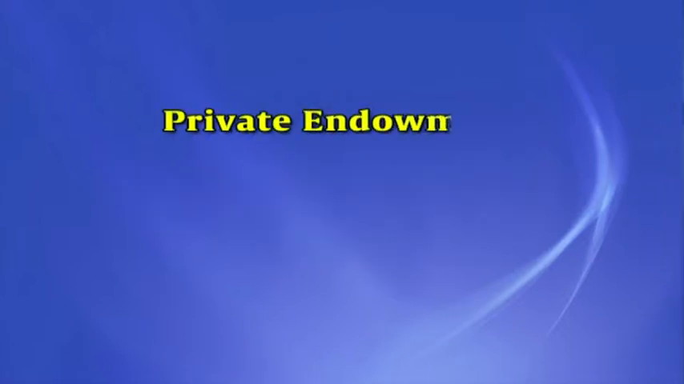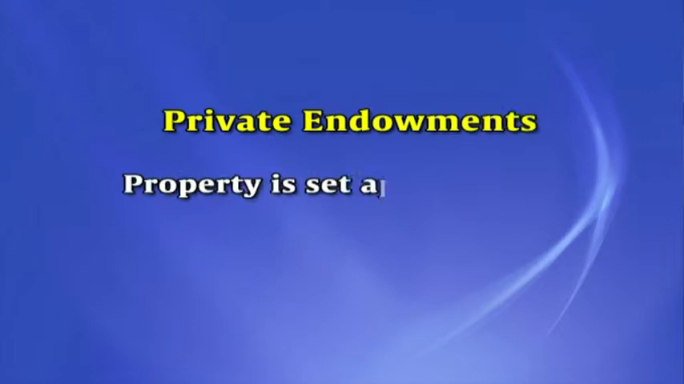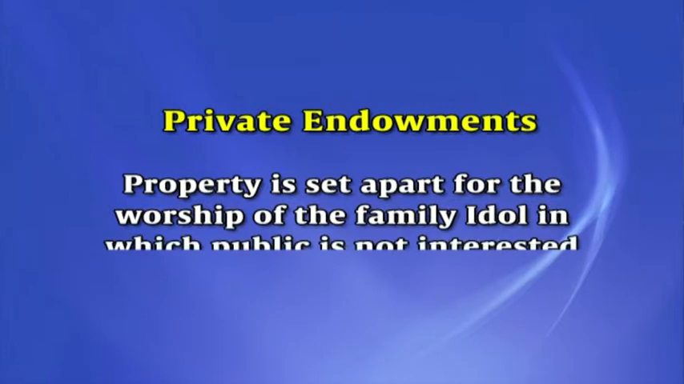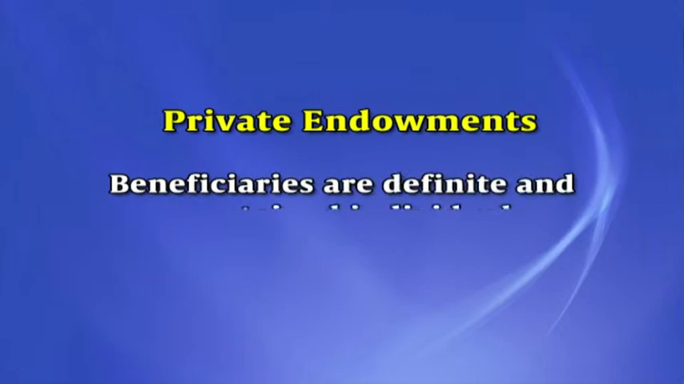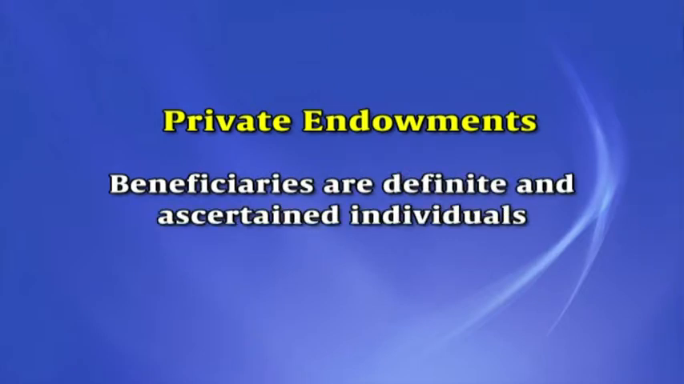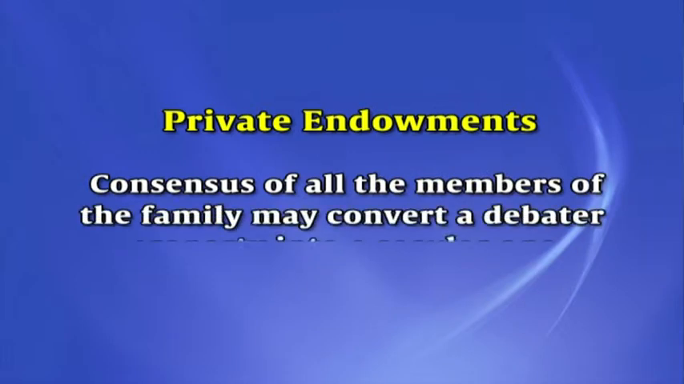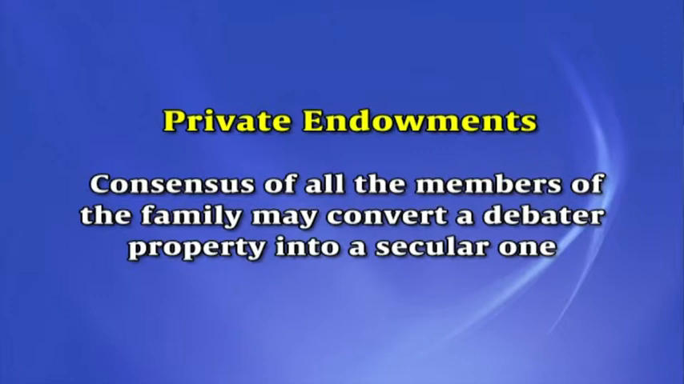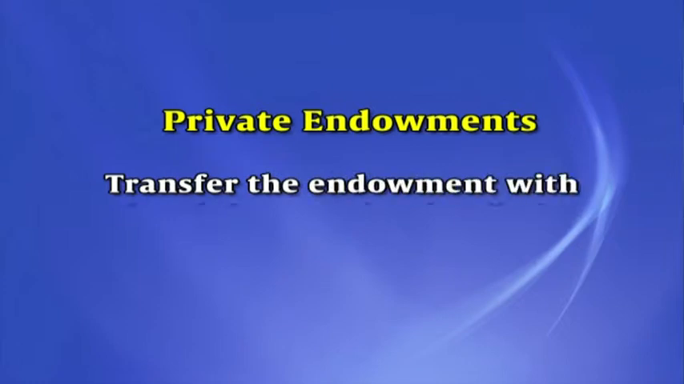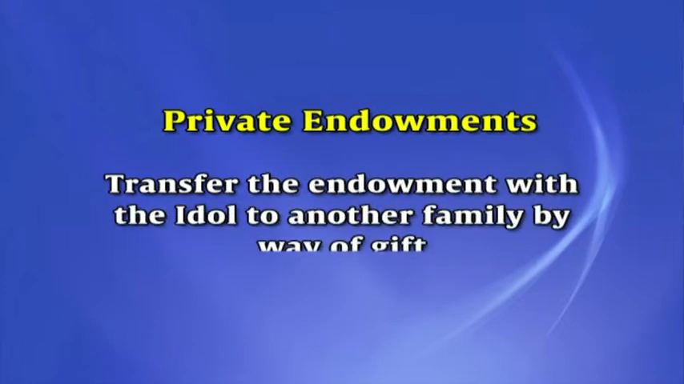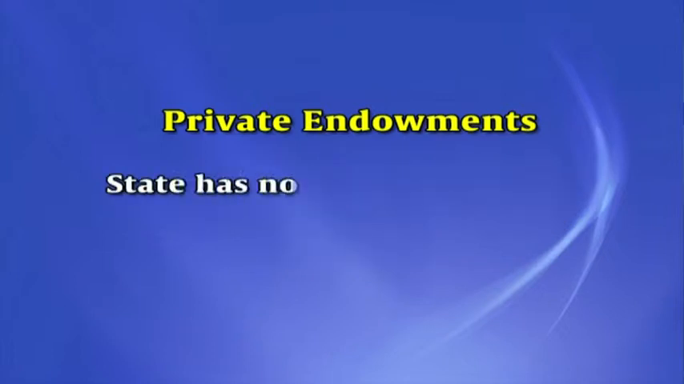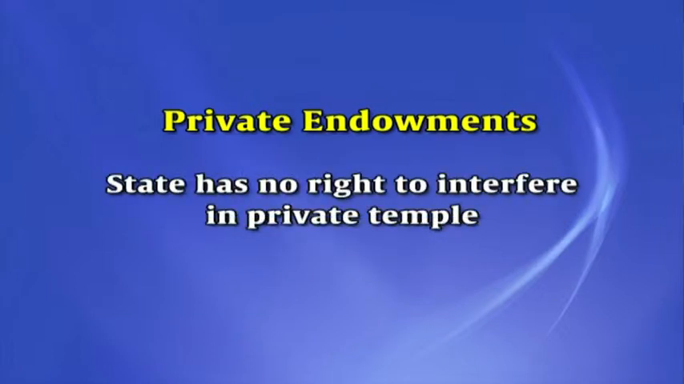The second type is private endowments, which means property is set apart for the worship of the family idol in which the public is not interested. Beneficiaries are definite and ascertained individuals. It is either a particular individual or a particular family. The consensus of all the members of the family may convert a debutter property into a secular one. All the members of the family may jointly transfer the endowment with the idol to another family by way of gift. The State has no right to interfere in a private temple.